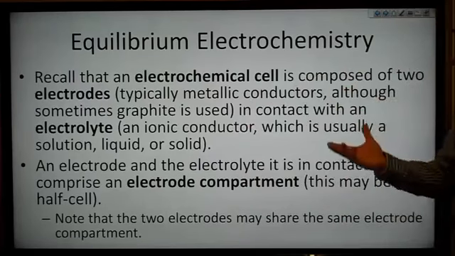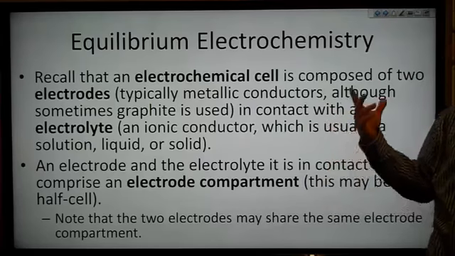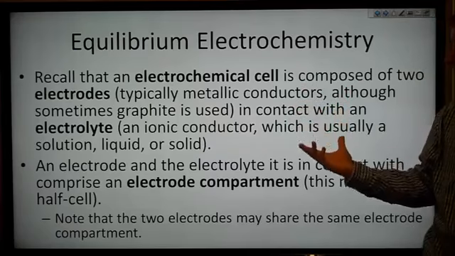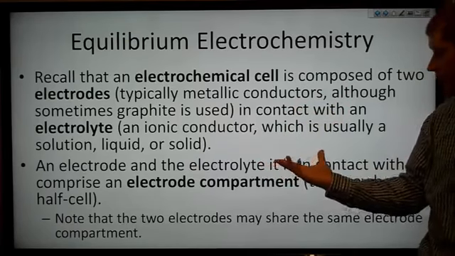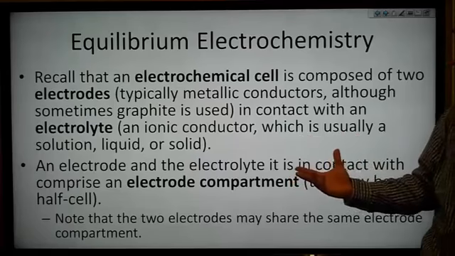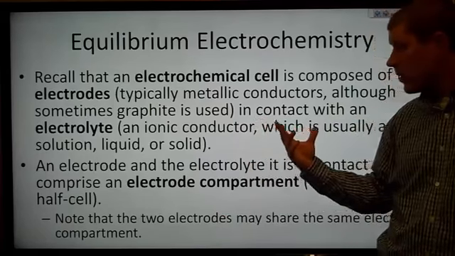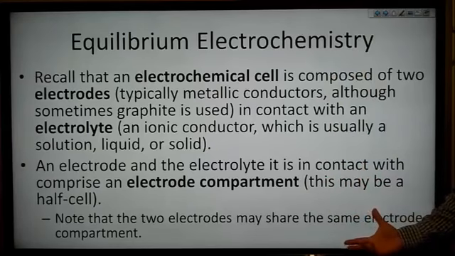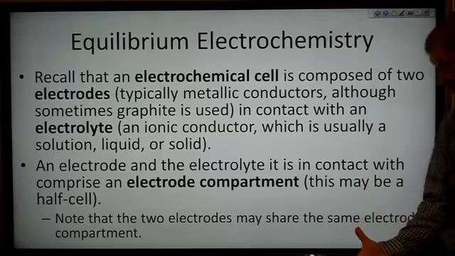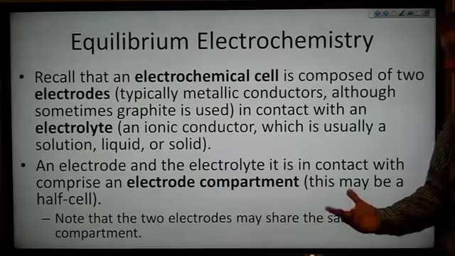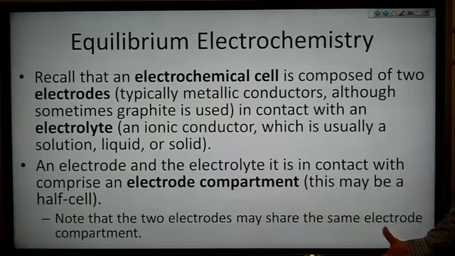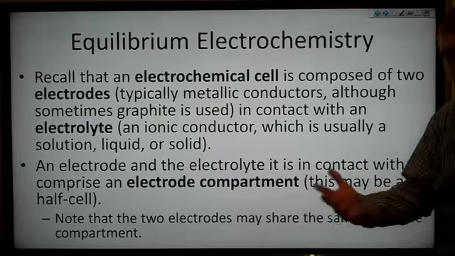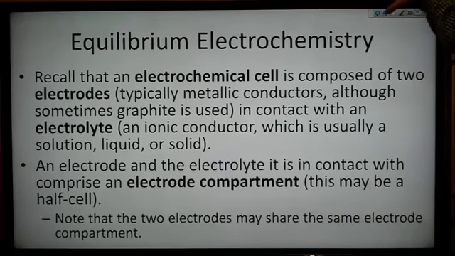So remember that an electrochemical cell is composed of two different electrodes. They're usually metallic conductors, although sometimes graphite is used. And these electrodes are in contact with an electrolyte, so some ionic conductor, which is, again, generally a solution, or a liquid or solid. An electrode and the electrolyte it's in contact with will comprise an electrode compartment. So this may be a half cell, or it may not be. Note that our two electrodes can share the same electrode compartment. In general, we try to keep them separated, but sometimes they'll be in the same compartment.